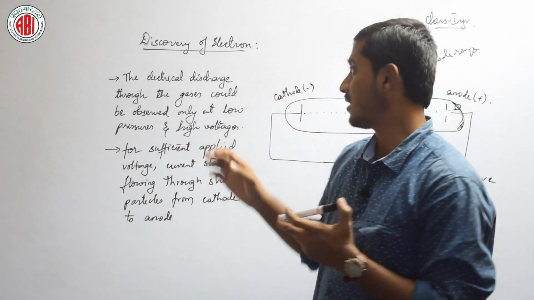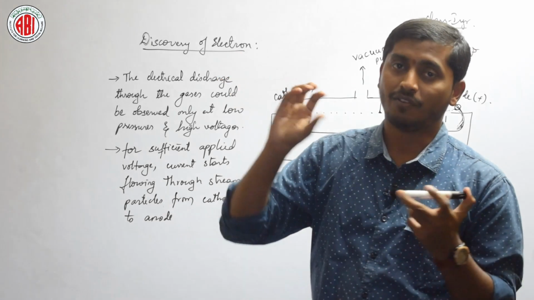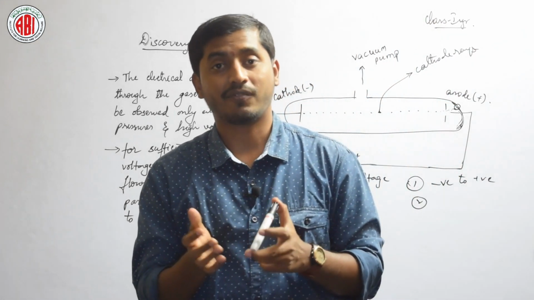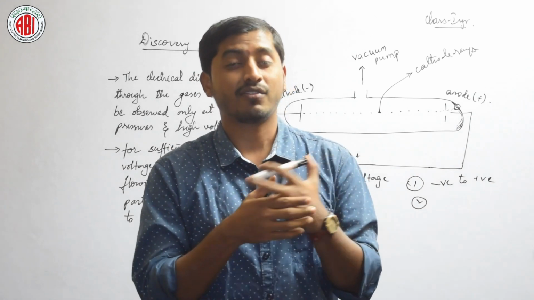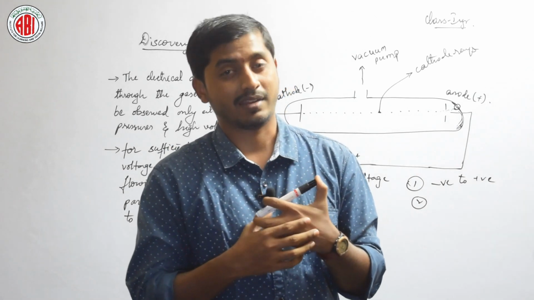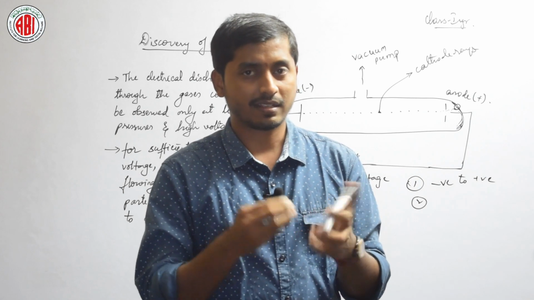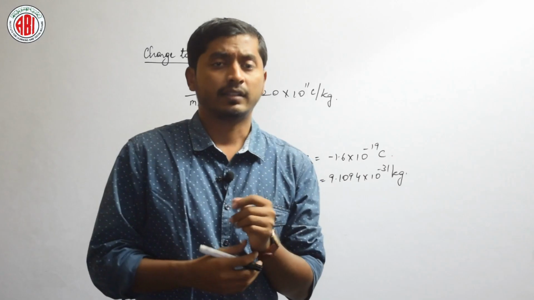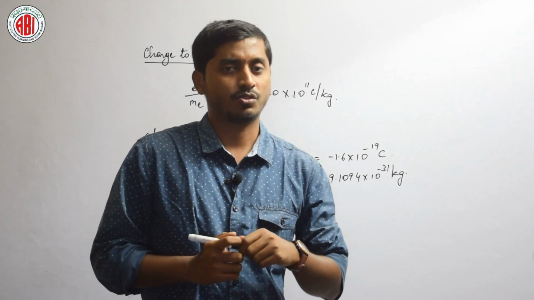Finally, that is why we can say that whatever atom it is, it has an electron. Therefore, an electron is one of the basic constituents of an atom. Let us discuss a few more things about the electron. The next thing we will discuss is the charge to mass ratio.